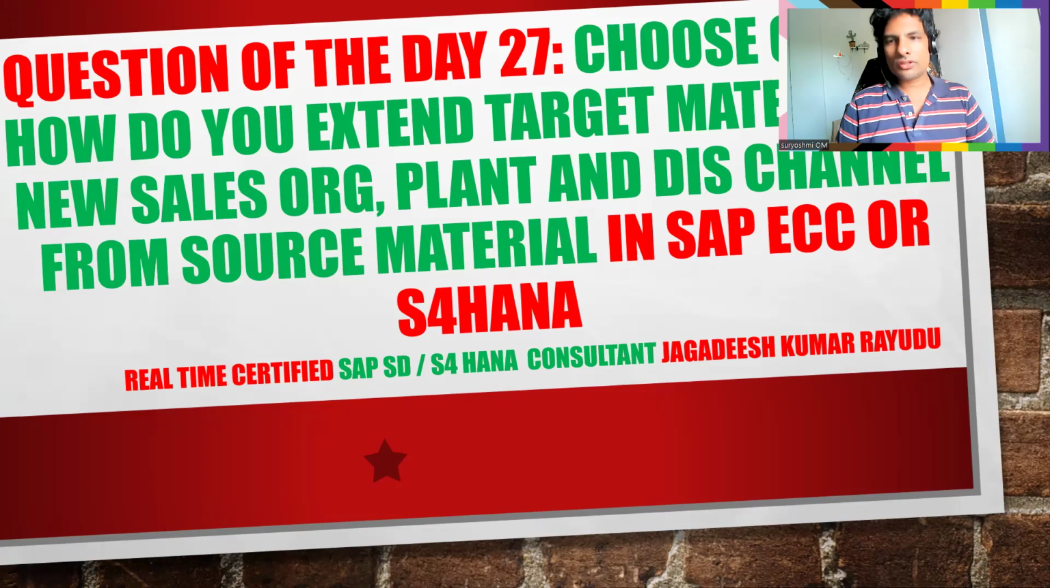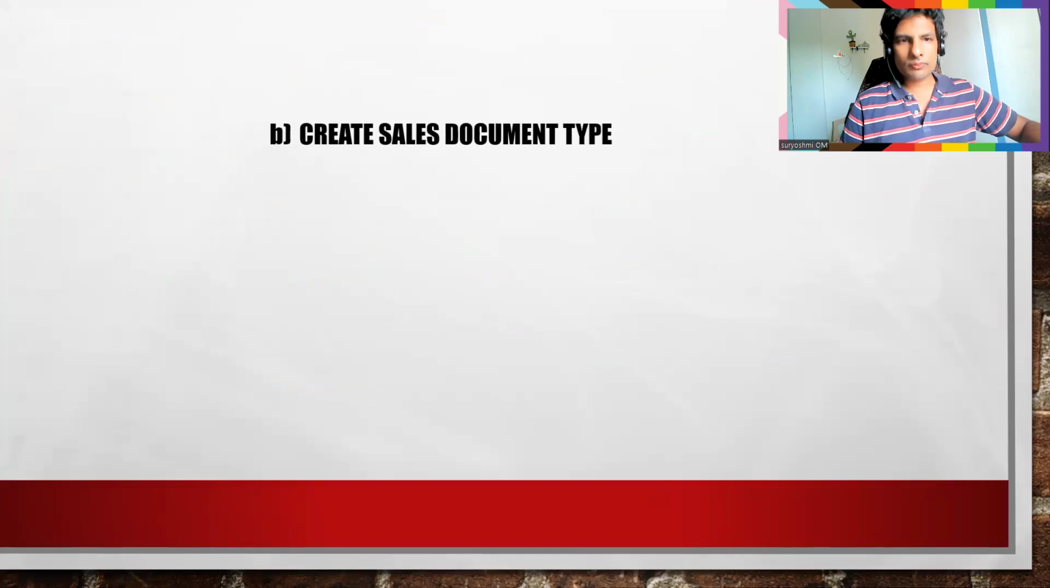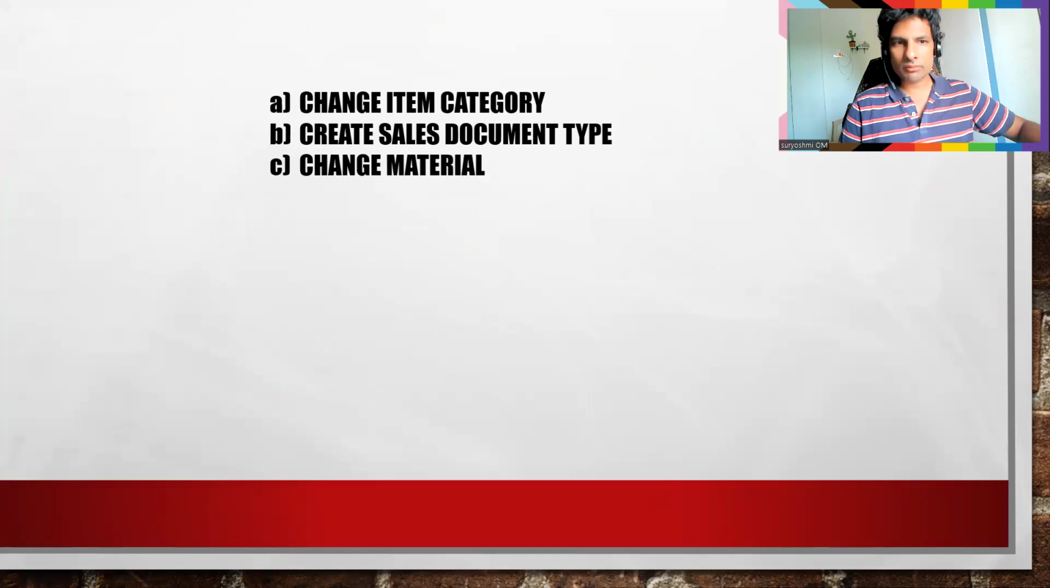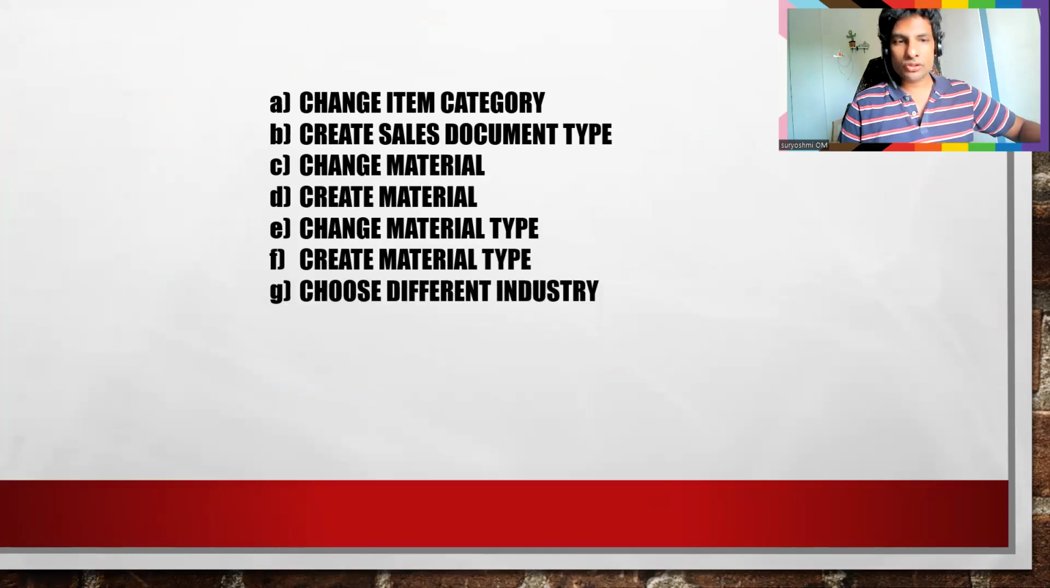Let's see the options. A: change item category. B: create sales document type. C: change material. D: create material. E: change material type. F: create material type. Choose different industry. Okay, so I don't want to confuse you. This time I didn't give a "none of the above" option. Certainly one, two, three or four, or all of the above; any one of the answers might be correct.